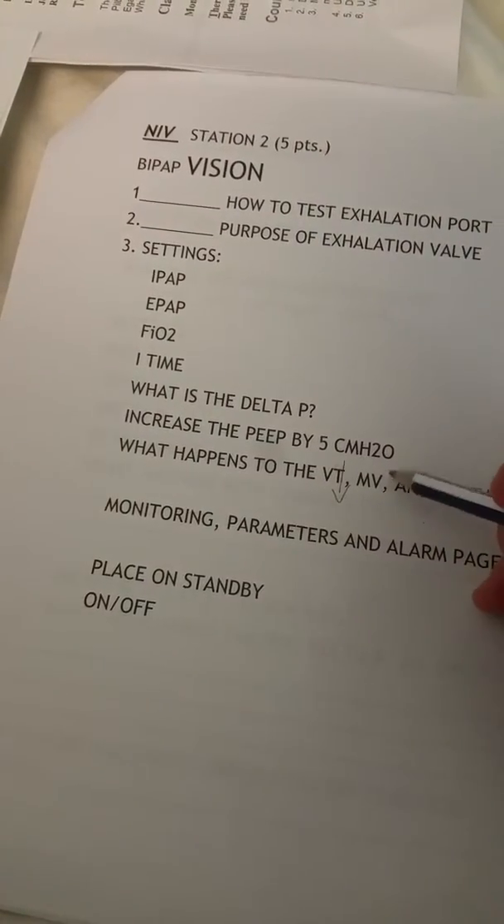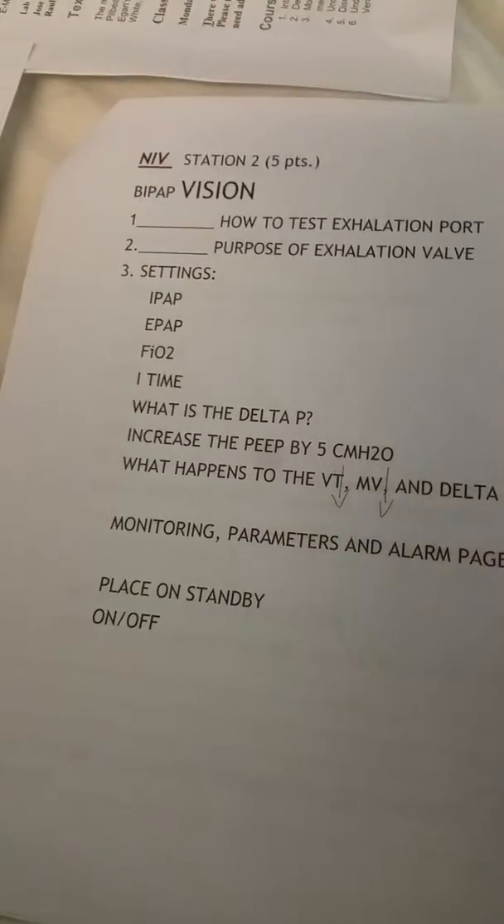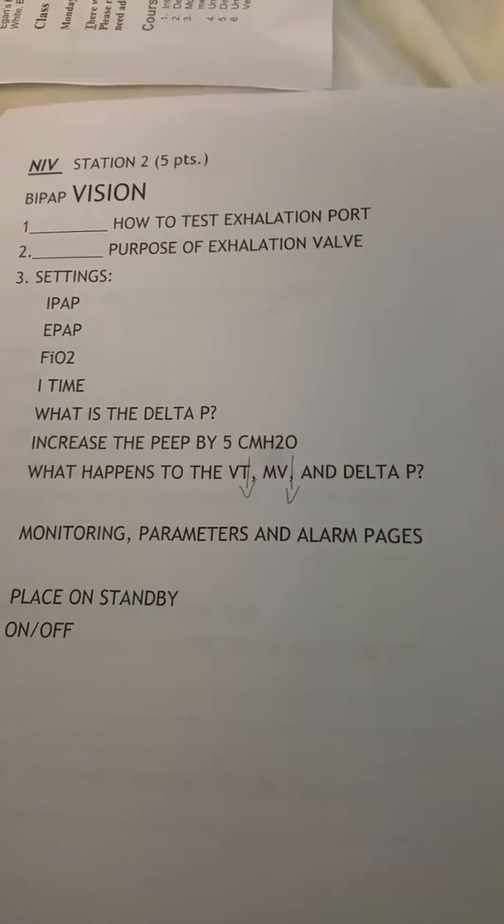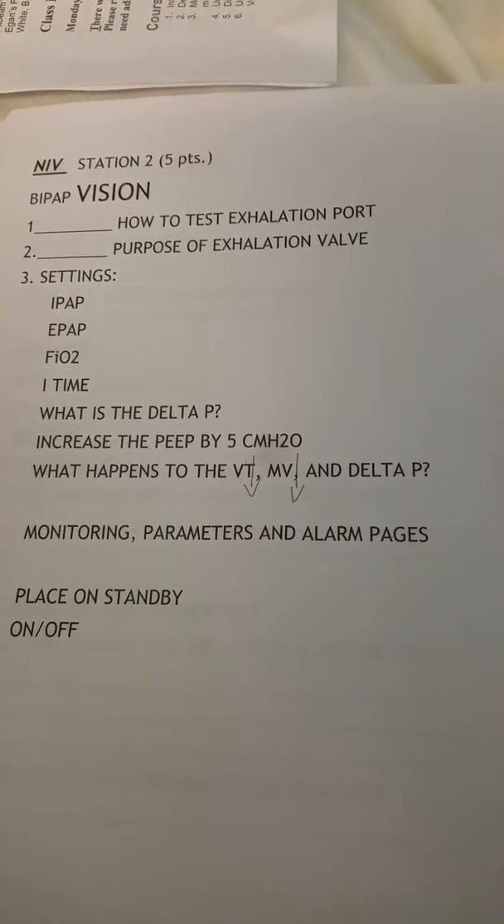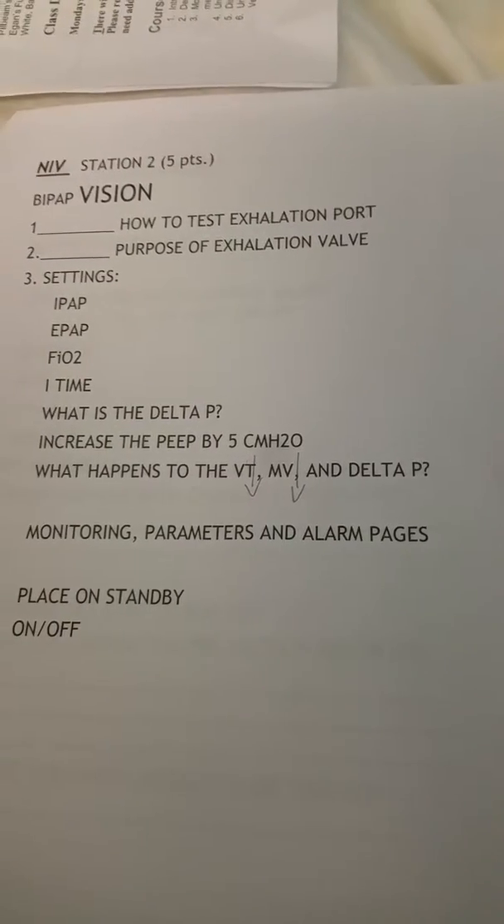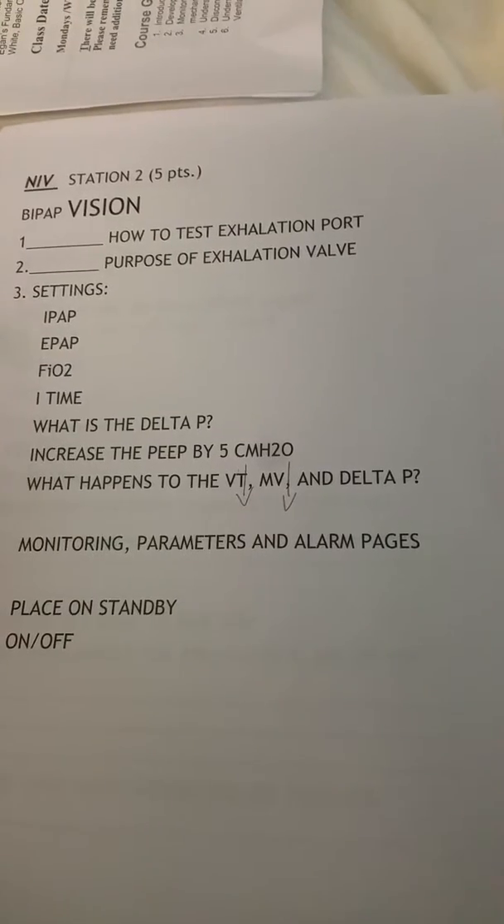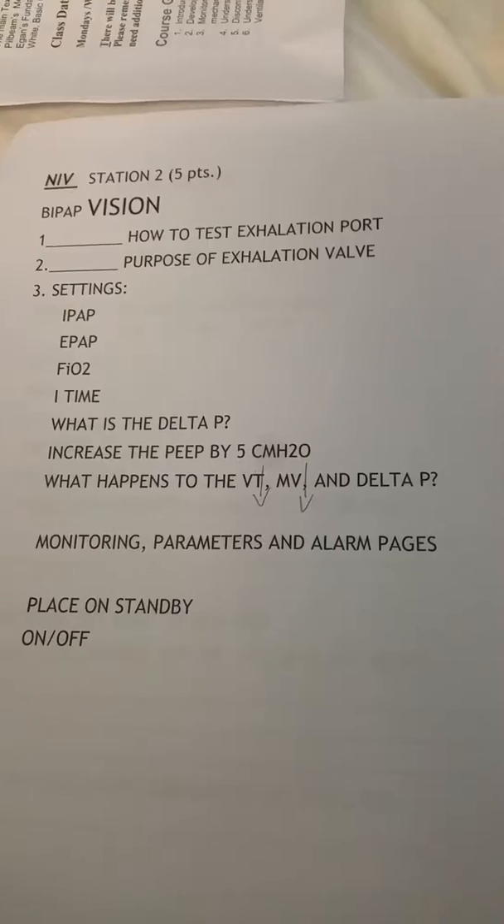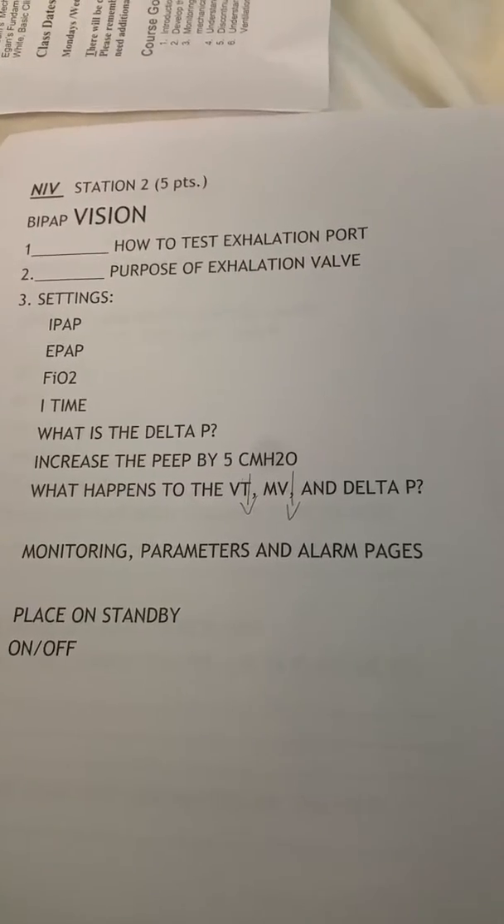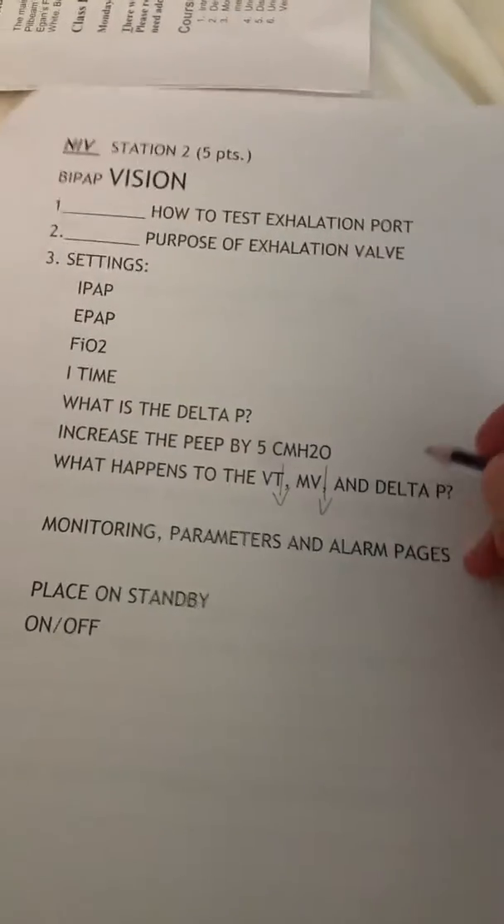It decreases as well, because remember, minute ventilation is respiratory rate times tidal volume. So anytime our tidal volume drops, our minute ventilation drops. If our respiratory rate drops, our minute ventilation drops. Does that make sense? Yes. And our delta P, we know that the delta P just went down, right? Because we just closed the gap. So now our delta P, our difference, is actually less.